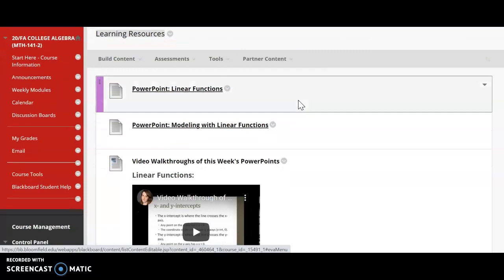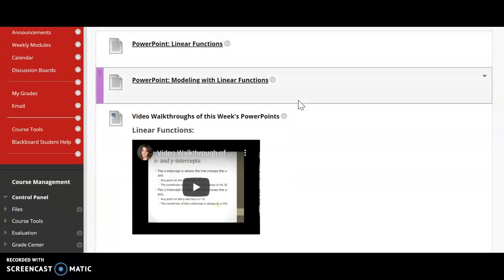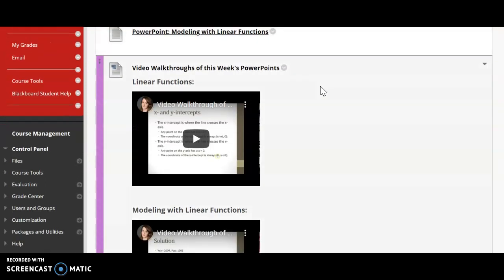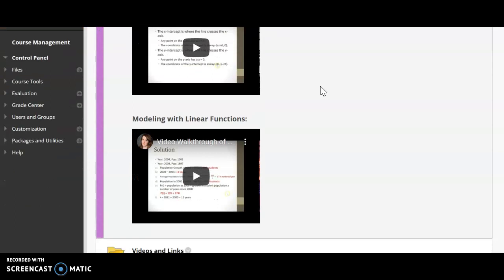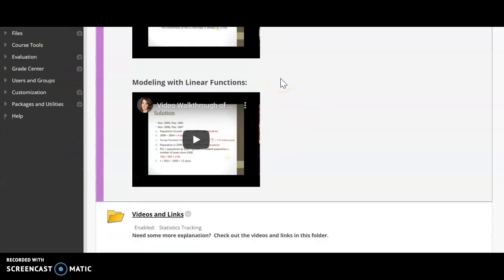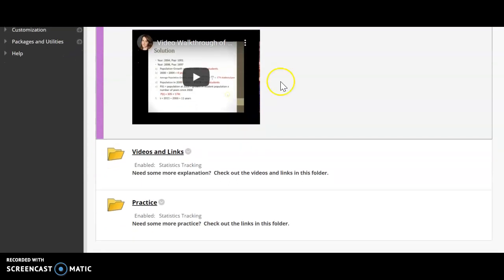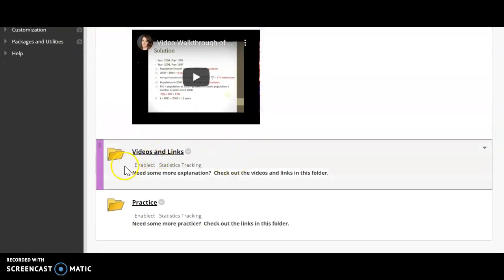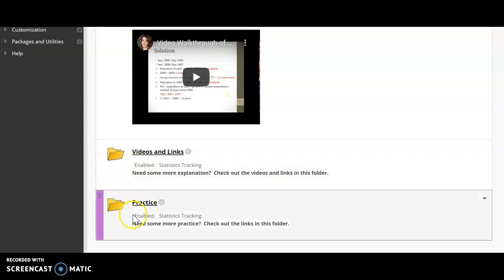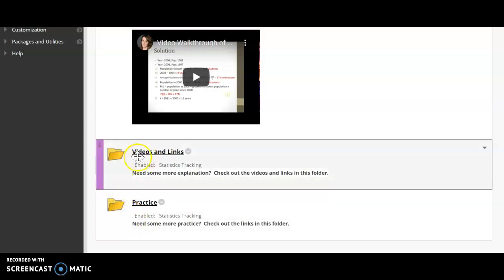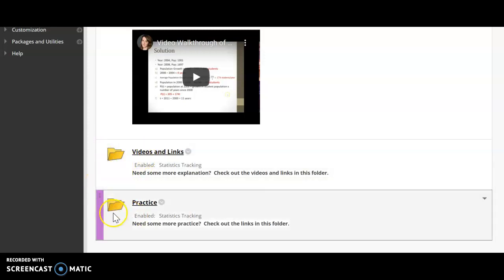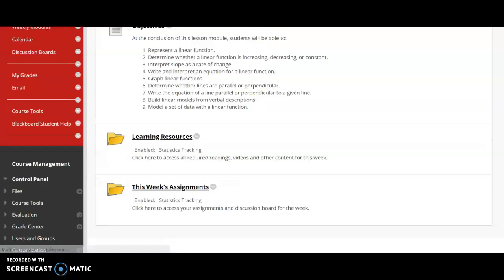This week we are starting chapter 4 and covering sections 1 and 2. As usual, we have our PowerPoint for the actual lessons and the video walkthroughs of these PowerPoints. These are really good to watch along with your reading of our textbook. And as usual, we have the videos and links and practice sites. Again, these two are the additional resources for students to use.